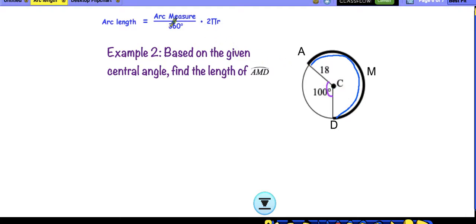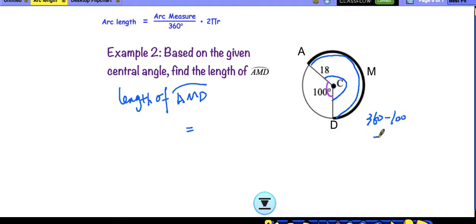So if we want to use the formula, let's say length of AMD. If we want to use this one, we actually need this piece, right? So how do I find this central angle? Some students figure out, oh, the whole circle is 360, right? So of course, we use 360 minus 100. It is going to be 260. So that's going to be this piece. So now we have central angle, which is same as arc measure.